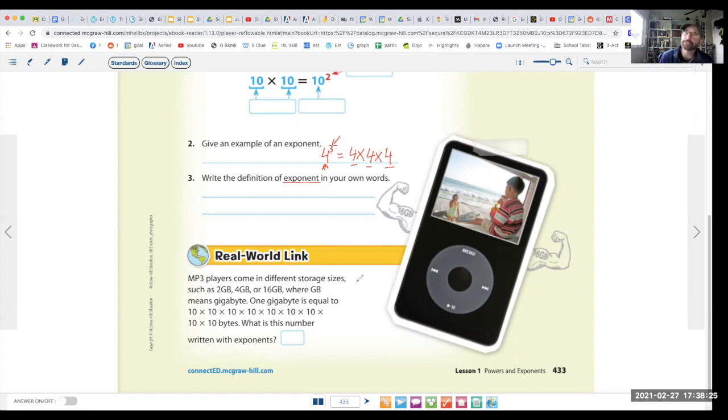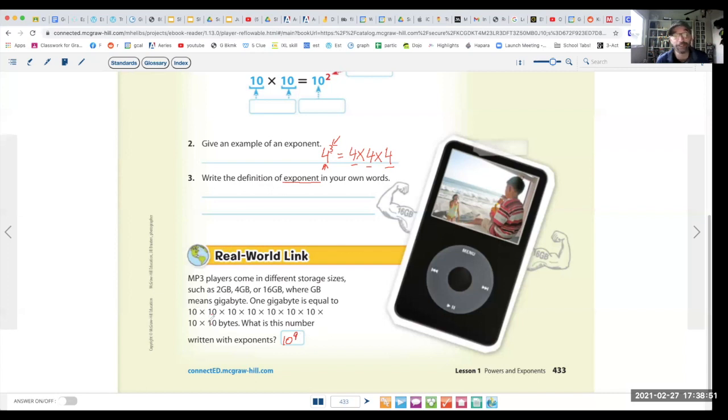That's a lot of tens. You think there's an easier way to write it? Well, there is. Let's count how many tens there are. 1, 2, 3, 4, 5, 6, 7, 8, 9. So there are 9 tens. So I write the base, which is 10. And how many of them are there? There's 9. That's how many times it's multiplied by itself. So that is 10 to the 9th power. Sorry if that looks like a lollipop. It's 10 to the 9th power.